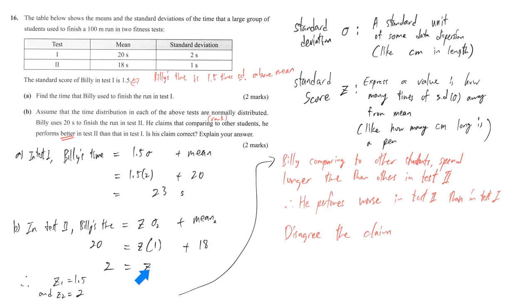At the end, there is another method for you to get the standard score of BD. You may just directly apply the formula. It's x, the corresponding value, minus x bar, divided by sigma. It's also a method to get the standard score. Now the x here is 20, while the mean of test 2 is 18. The SD is 1. So finally you get the same result. The standard score in test 2 is 2.